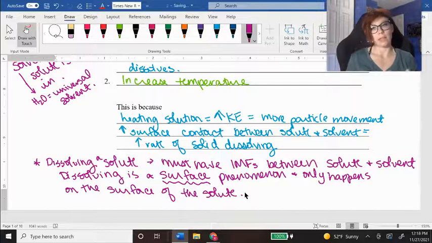So in dissolving a solute, you must have intermolecular forces between the solute and the solvent. They have to have similar intermolecular forces. If they don't have similar intermolecular forces, then you're not going to dissolve that solute into that solvent. So if I have, for instance, a nonpolar compound trying to dissolve into a polar compound, their intermolecular forces are different. A polar substance has hydrogen bonding and dipole-dipole interactions, depending on what it is, especially if it's water.